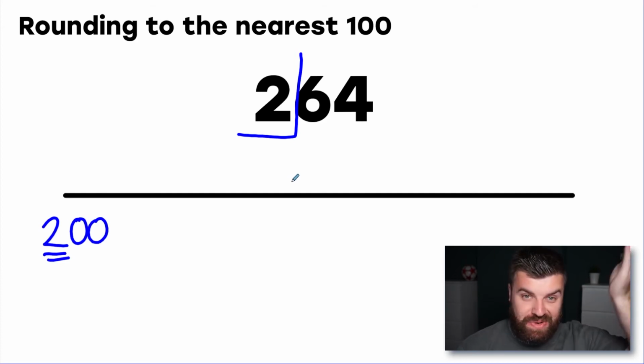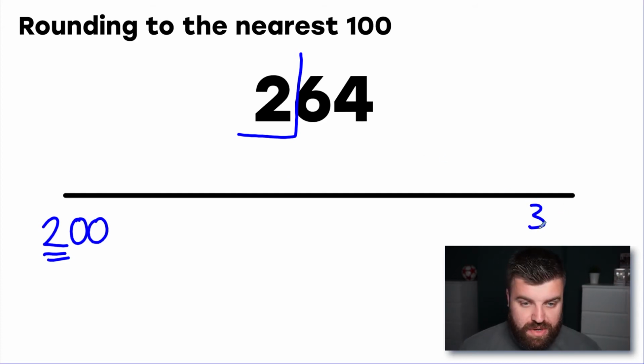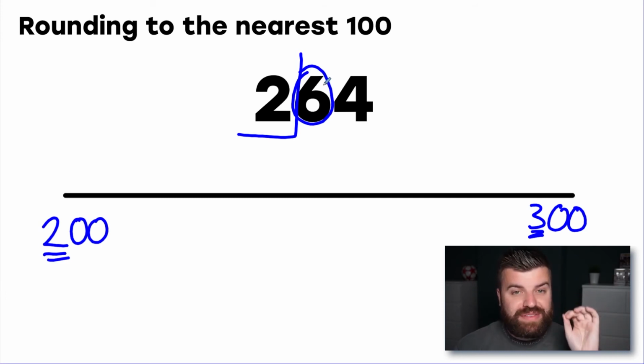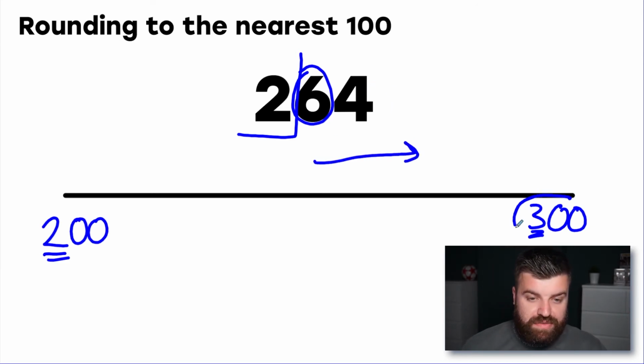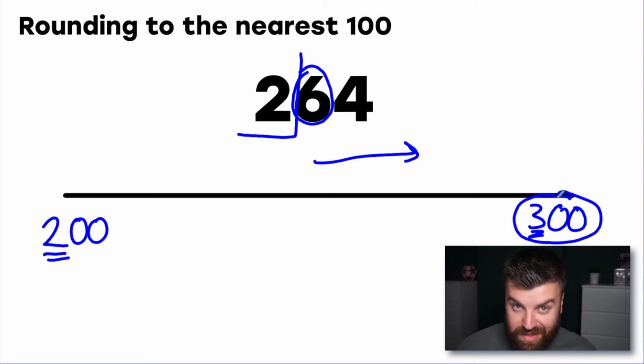What's the next 100 after 200? Relatively straightforward, this one. It's just going to be 300. Now, same as last time, circle the digit next to our wall. This is the tens digit. We have 6 tens. Now, do you remember, is 6 a larger digit or a smaller digit? It's a larger one, so we're going to round up. So 264 to the nearest 100 is 300.